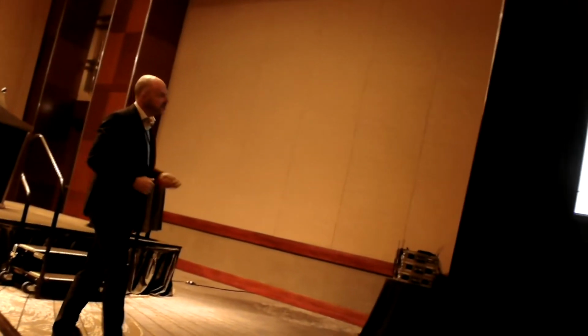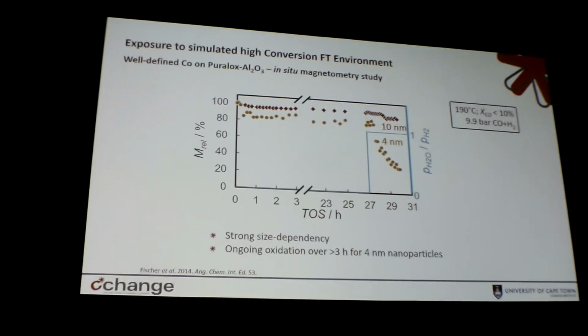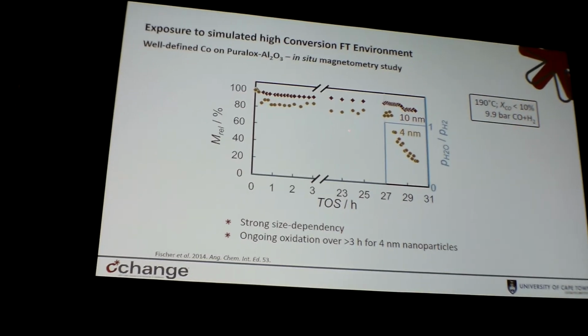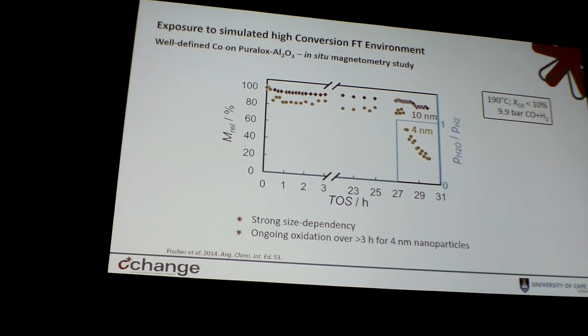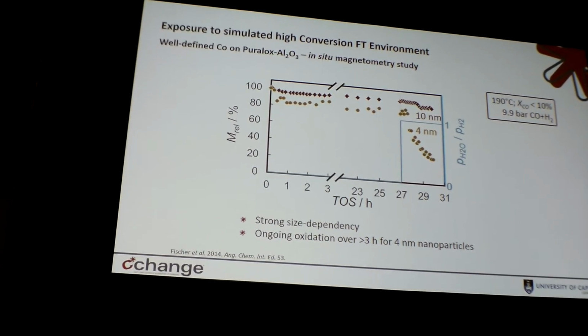We did the same experiment in the magnetometer, but with different crystallite sizes or different reaction conditions. What we do here, this is at dry conditions, no water present, very high space velocities.